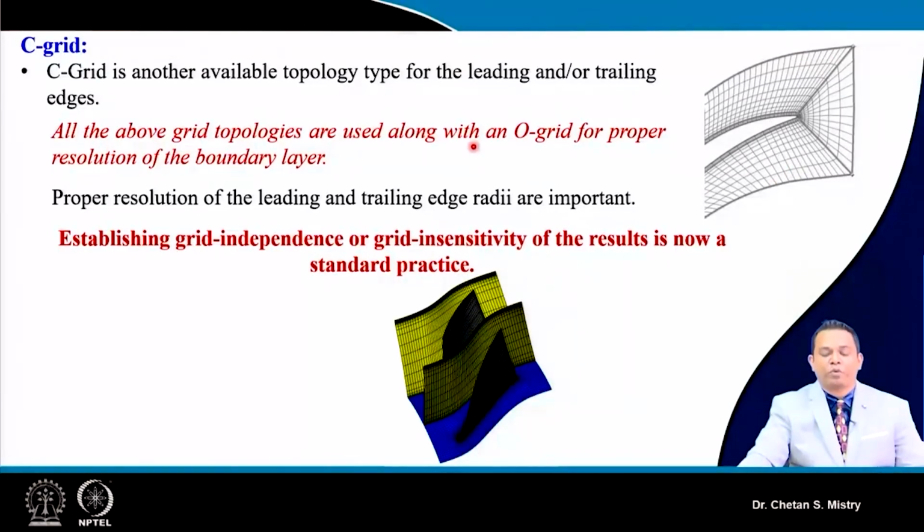All the above topologies are used along with an O grid with proper resolution in order to capture the boundary layer growth. The O grid is very important, and we put it surrounding our blade. Proper resolution of the leading edge and trailing edge radius is very important. Establishing grid independence or insensitivity is a standard practice. We will be discussing the meaning of grid independence study, grid resolution or grid insensitivity study.